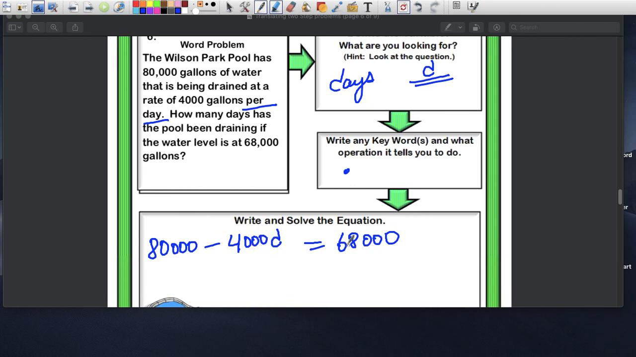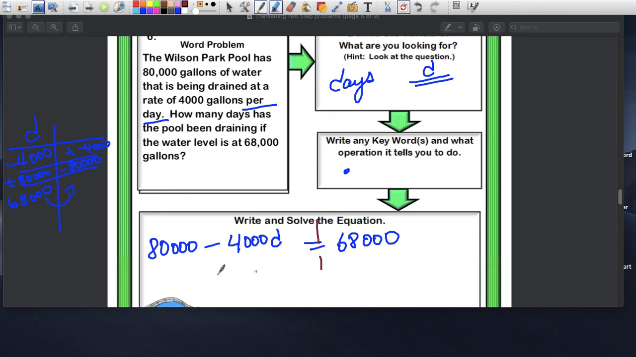So how long has it passed? How many days has it been? Because right now the water level is 68,000. So has it been 2 days, 3 days? Well, every day we're losing 4,000, right? So again, if you want to do your story, variable is D. It's being multiplied by negative 4,000, and then added to 80,000. So that gives us 68. Going backwards, I'm going to do minus 80,000. And then I'm going to divide by negative 4,000.